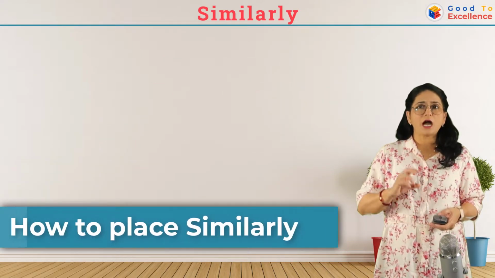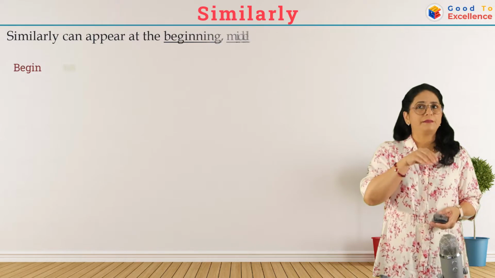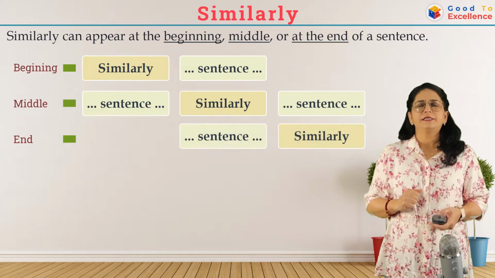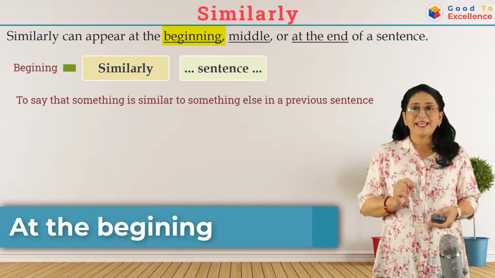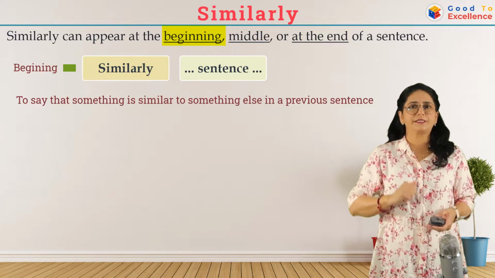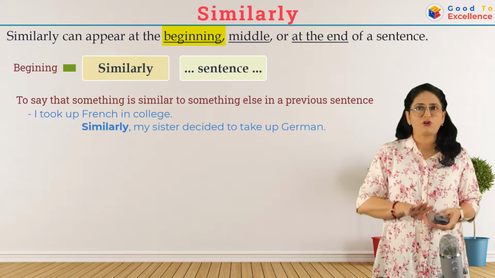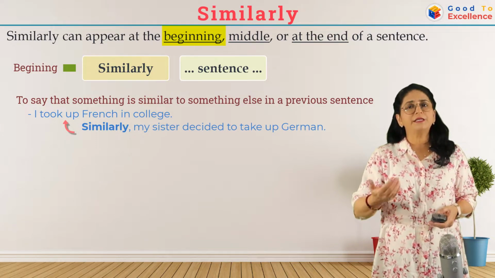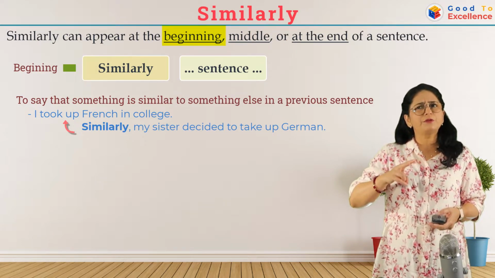Let's look at how to place similarly in sentences. Similarly appears at the beginning, middle, and at the end of the sentence. Now, at the beginning of a sentence, similarly is used to say that something is similar to something else in a previous sentence. For example, I may say, I took up French in college. Similarly, my sister decided to take up German in her second semester. Here, we both felt a foreign language would be beneficial.